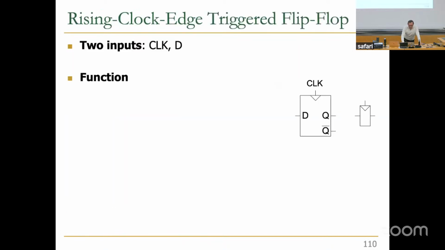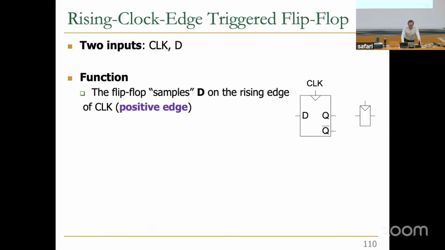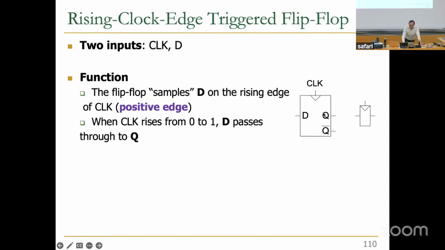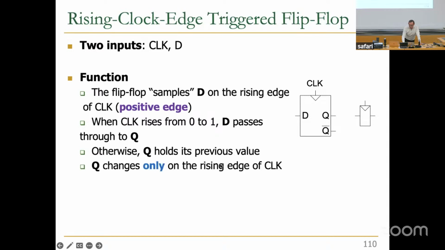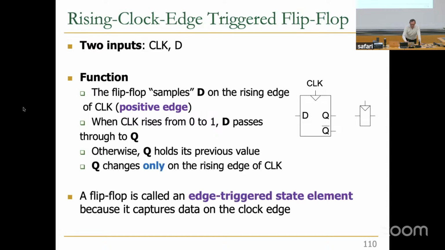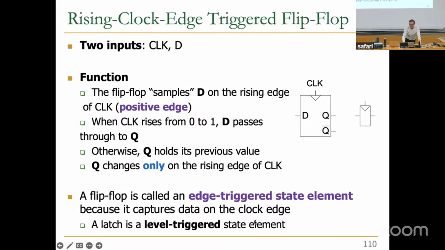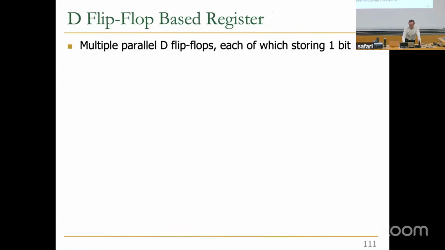So this is also called a rising edge triggered, or clock edge triggered, flip-flop. The flip-flop samples D on the rising edge of the clock. This is called the positive edge. When the clock rises from 0 to 1, D passes through to Q. Otherwise, Q holds its previous value. I think this is explaining everything that I said earlier. This flip-flop is an edge-triggered state element because it captures data on the clock edge, as opposed to a level-triggered state element, which is a latch.